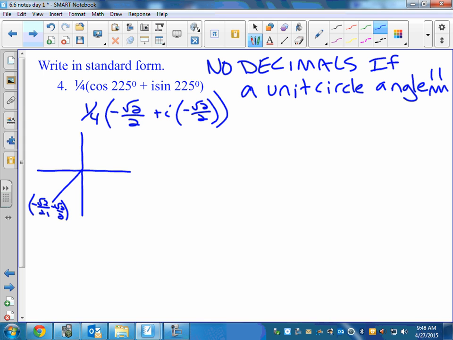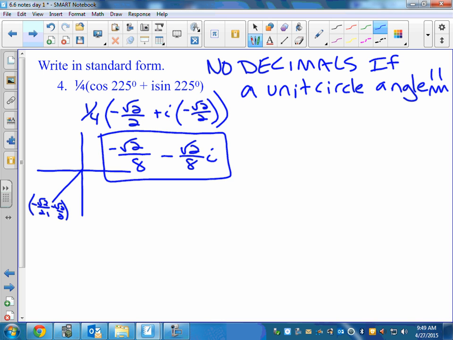You just work it out. So you just multiply. When you multiply fractions, top times top, bottom times bottom. So you get negative radical 2 over 8 minus radical 2 over 8. Don't forget the I somewhere. If it's a multiple of pi fourths, the A and the B should be the same value, right? That's how you get a 45, 45, 90 triangle, is that it's isosceles. Question? That's your answer. That's in standard form.